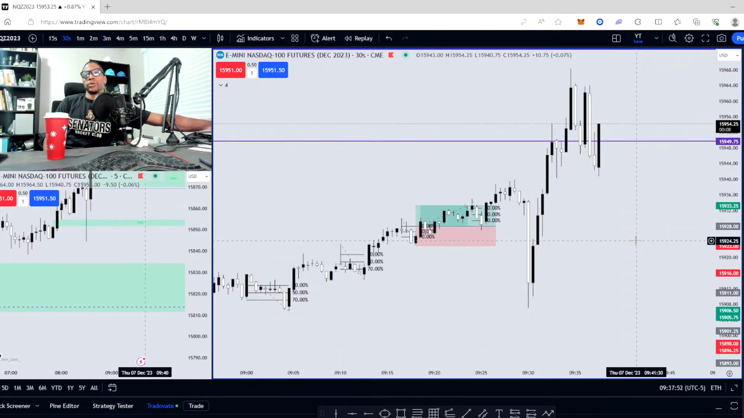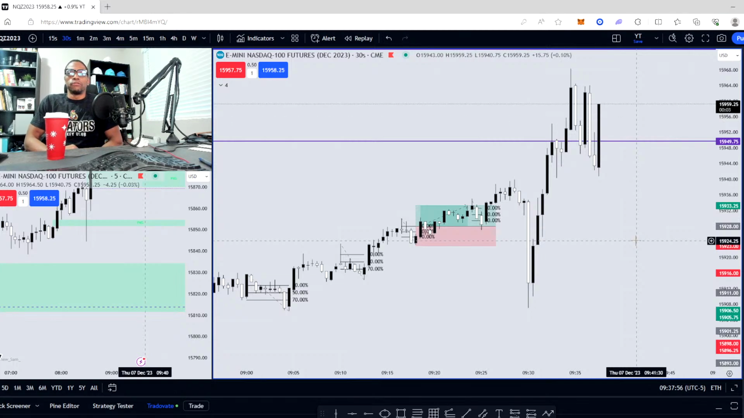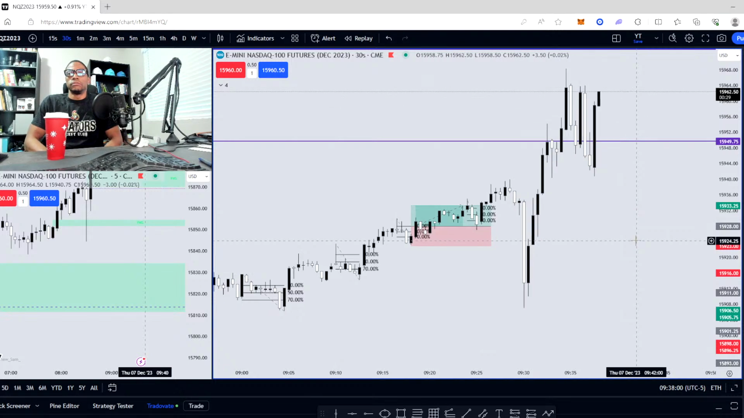Once you find a market trend, then all you do is you wait for a liquidity grab. You wait for a continuation in the direction of the trend, and then you look for a 30% retracement. That's the simple strategy. I mean, that's the simple instructions to the strategy.